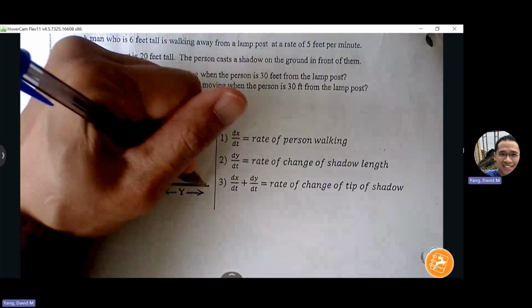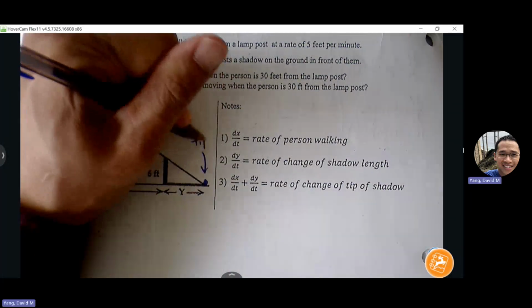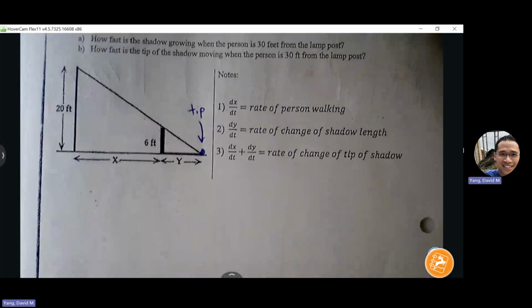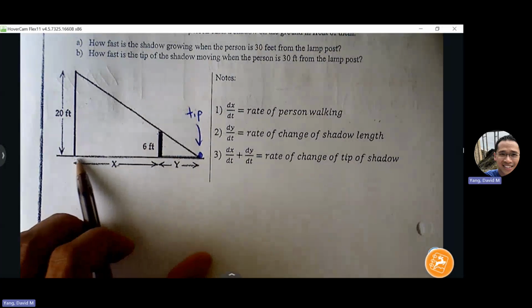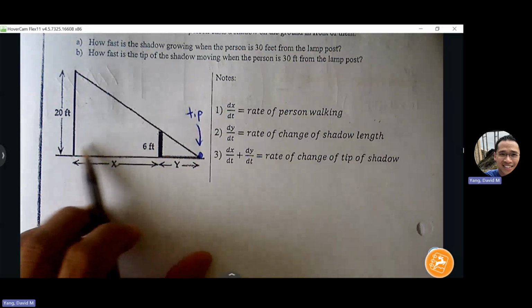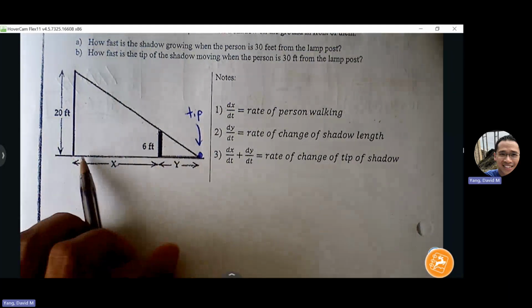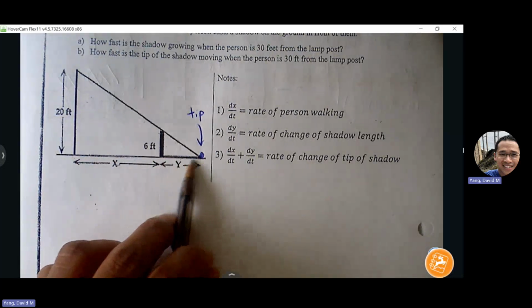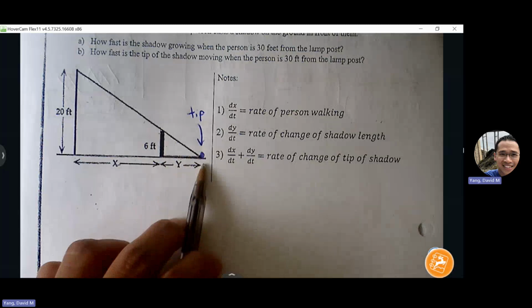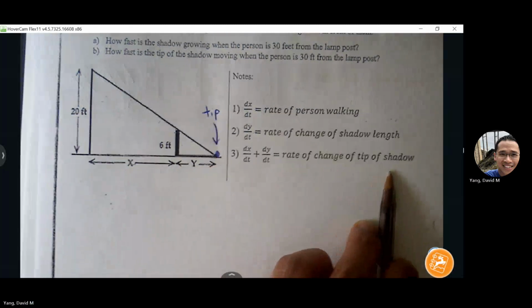Now, as the person is walking, the tip of the shadow is also moving at its own speed. So in relation to the ground, the tip of the shadow is going to be affected by both the person walking and the length of the shadow increasing. So as the person is walking away, X is increasing, and the length is increasing, and both those rates will add together to tell us the rate of change of the tip of the shadow.